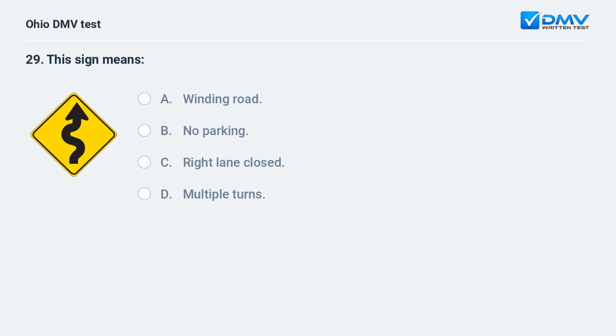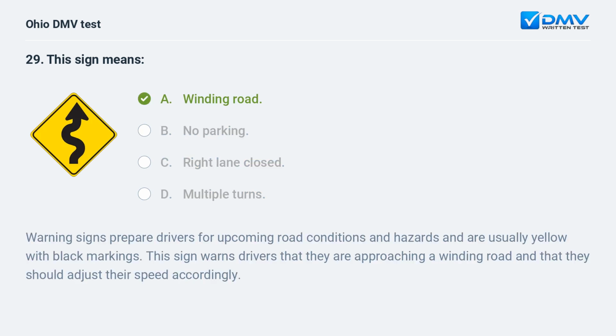This sign means A. Winding road. B. No parking. C. Right lane closed. D. Multiple turns. A. Winding road.